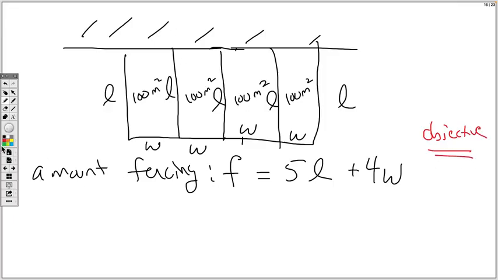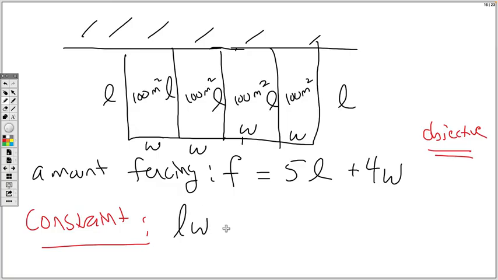So now I need to figure out a constraint. I need a relationship between the L and the W. What do they tell us about each of these pens? The area is 100 square meters. So that means what? How do I get the area of each of these individual pens? Length times width. That has to be what in this case? 100. So I could solve this for either L or W.